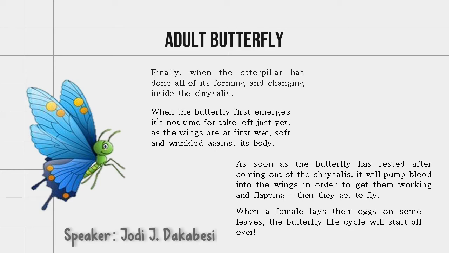As soon as the butterfly has rested after coming out of the chrysalis, it will pump blood into the wings in order to get them working and flapping, then it gets to fly. Usually within 3 or 4 hours, the butterfly will master flying and will search for a mate in order to reproduce. When a female lays eggs on some leaves, the butterfly life cycle will start all over.